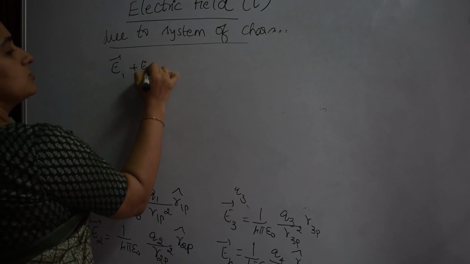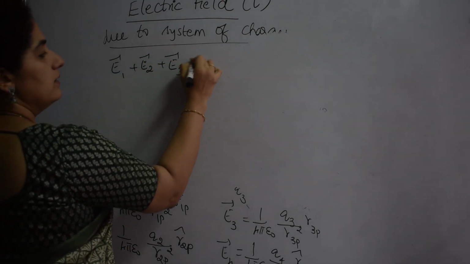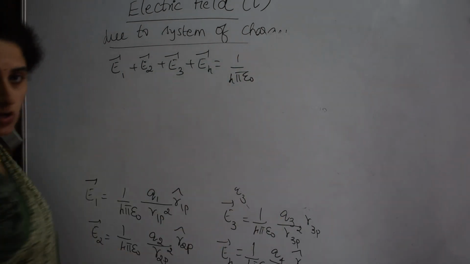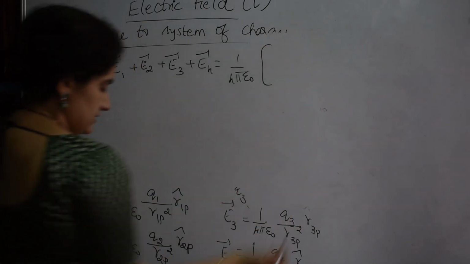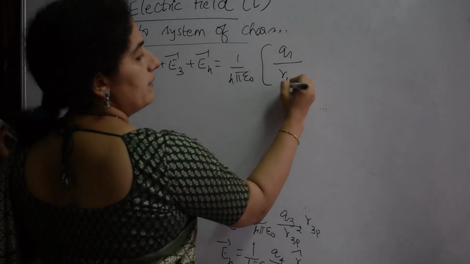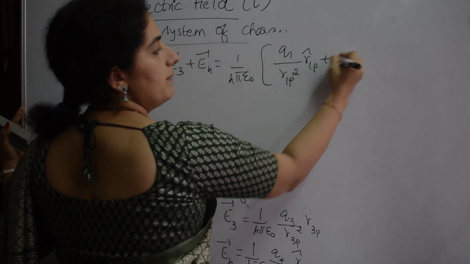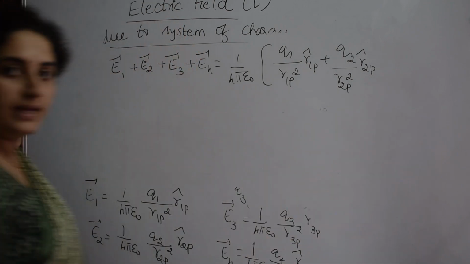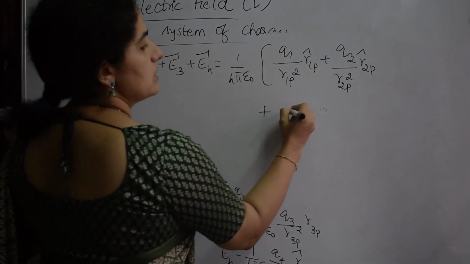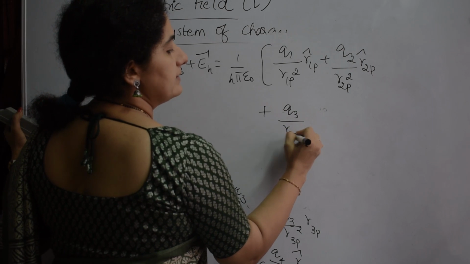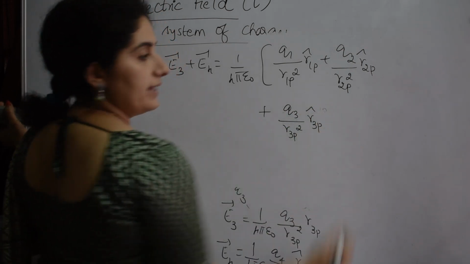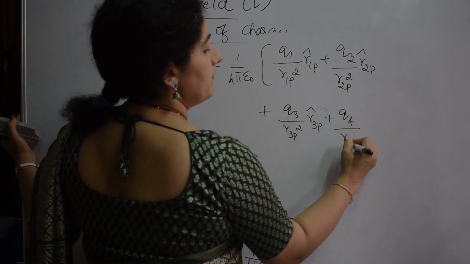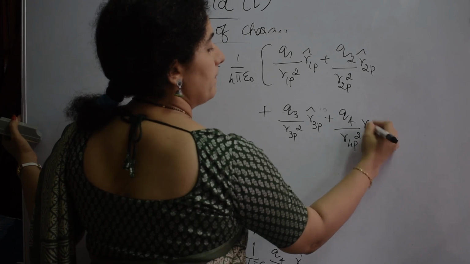E1 plus E2 plus E3 plus E4 is equal to 1 by 4 pi epsilon naught, which is common, so I will take it outside. So it is Q1 divided by R1P square into R1P cap, plus Q2 divided by R2P square into R2P cap, plus Q3 divided by R3P square into R3P cap, plus Q4 divided by R4P square into R4P cap.